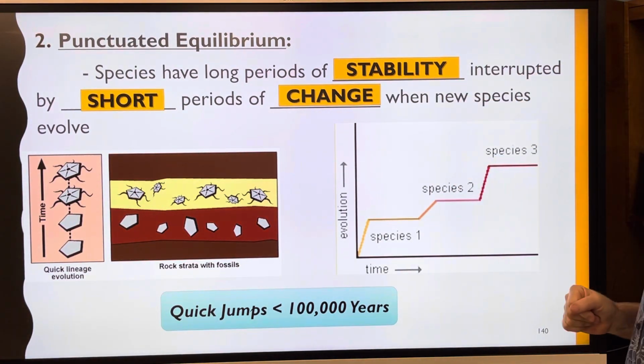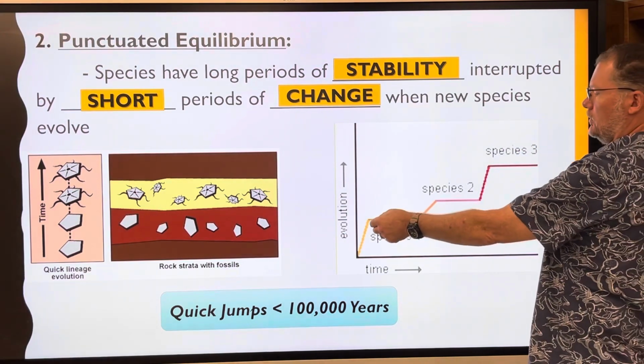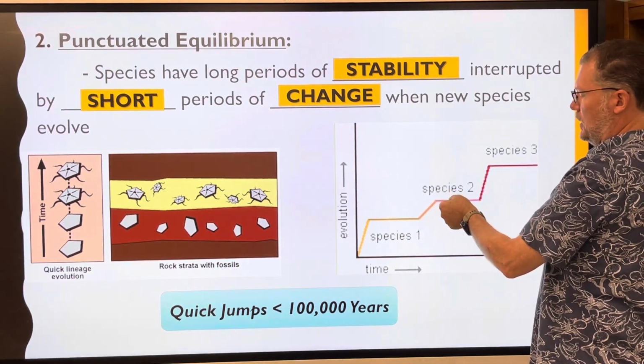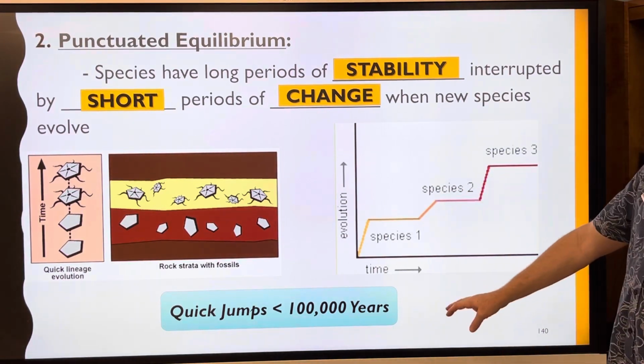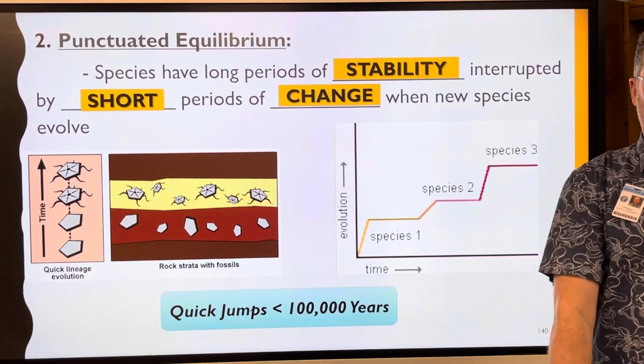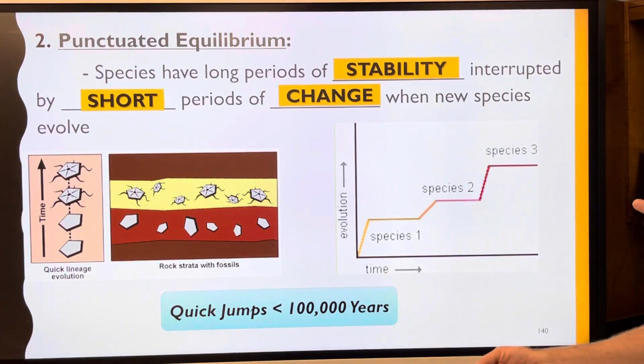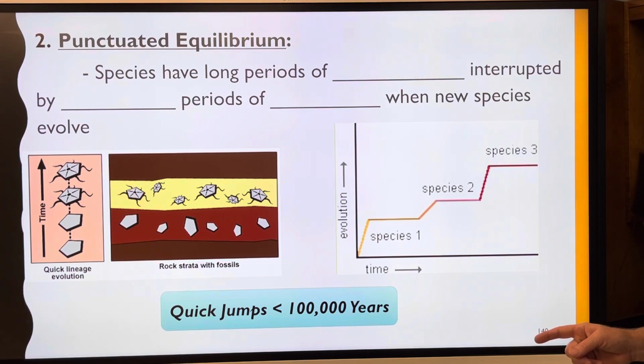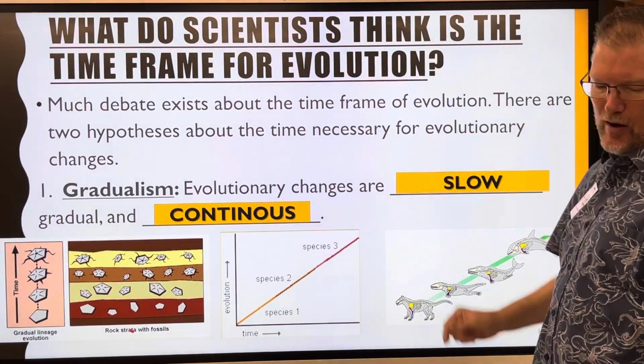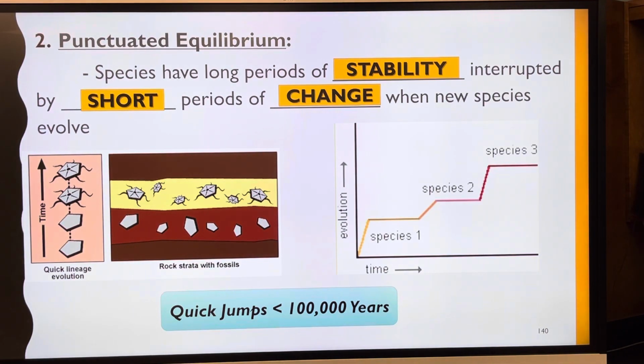Interrupted by short periods of change. And then a long period of stability and then bam, something happens to change. So this is quick jumps, like less than 100,000 years. This is the second thought of answering this question. What do scientists think is the time frame for evolution? So it's either punctuated equilibrium or gradualism. All right, and that ends our notes for this whole unit. But we do have lots of activities and review activities to do before our assessment on this.